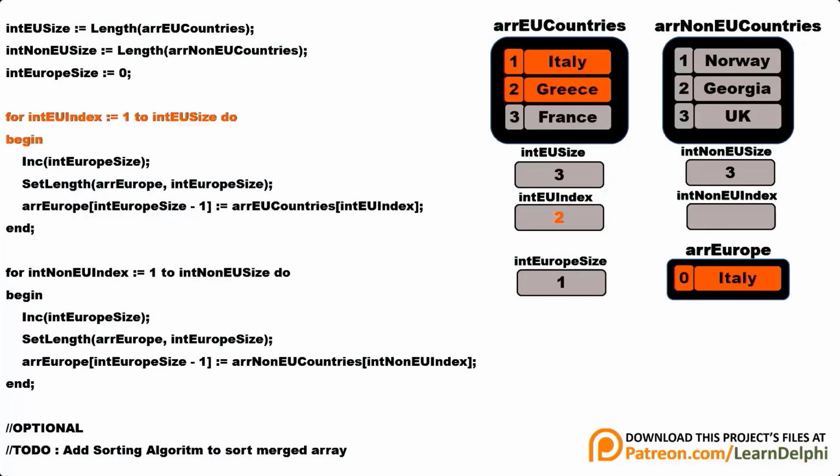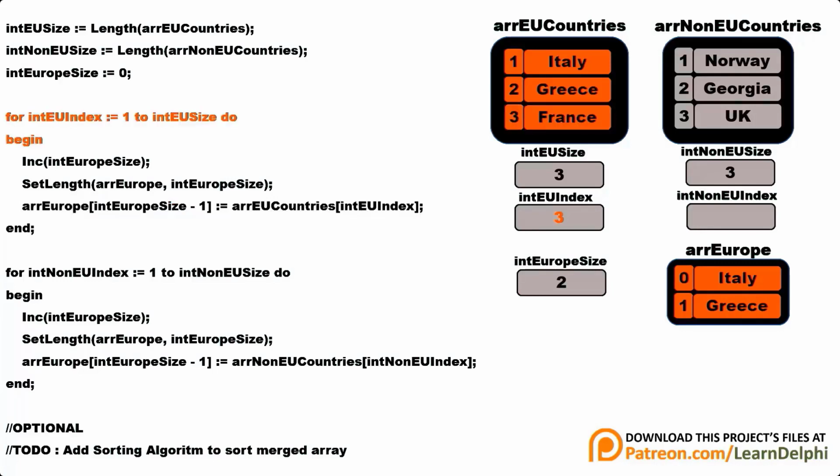Then the compiler jumps back to the top of the for loop and increments the index to 2. Now it finds Greece. You increase the integer that sizes the dynamic array to 2. Then you use the setLength procedure to add the second element to the dynamic array. Then you assign Greece in index 2 of the EU countries array to index 1 of the dynamic array.